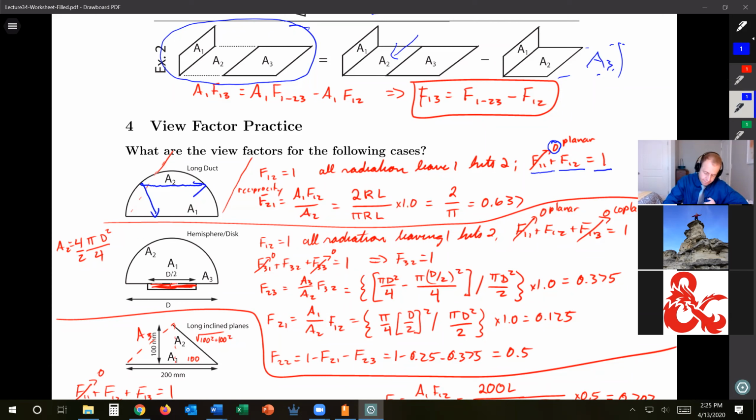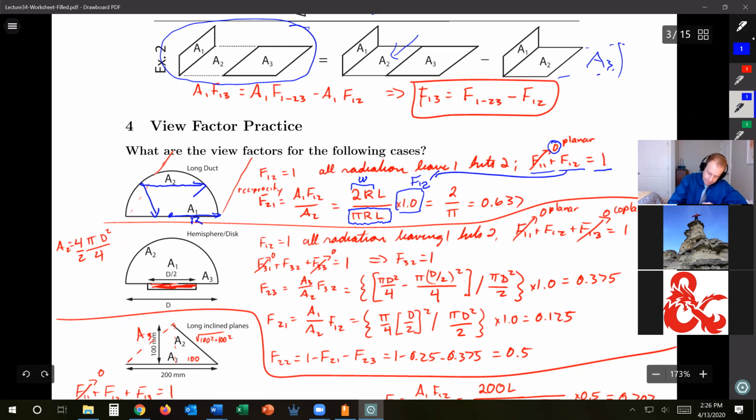The area of the flat part, area 1, would be the radius, 2 times the radius, so that's the width, times the length. And then area 2 would be half of what a circle would be. So there would be 2 pi RL here, but because it's hemispheres, it's only half. And so this one is F12 that we got right here. And all that simplifies out to be 2 over pi. And so only about 64% of the radiation coming from area 2 hits area 1. The rest hits itself.